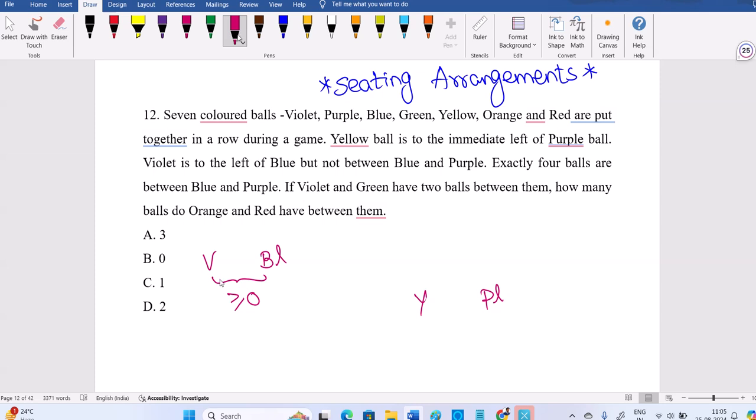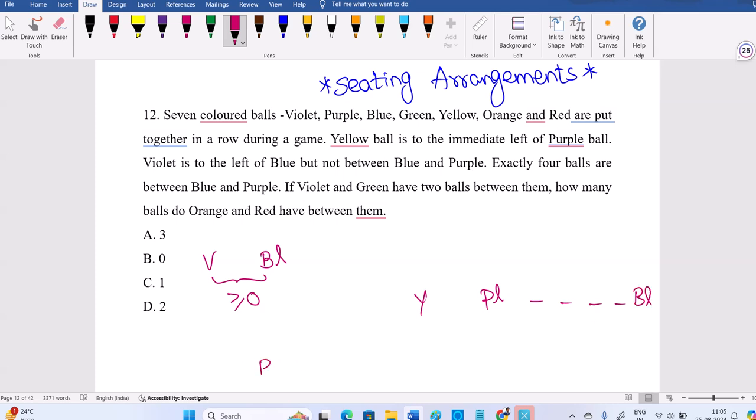And violet is not between blue and purple, so it should be left of purple. Okay, fine, we'll see. They clearly mentioned it's not between blue and purple. It can be right of purple or left of purple. Fine, it's not in between. Exactly 4 balls are between blue and purple. Then okay, 1, 2, 3, 4. Here blue. That's one case.